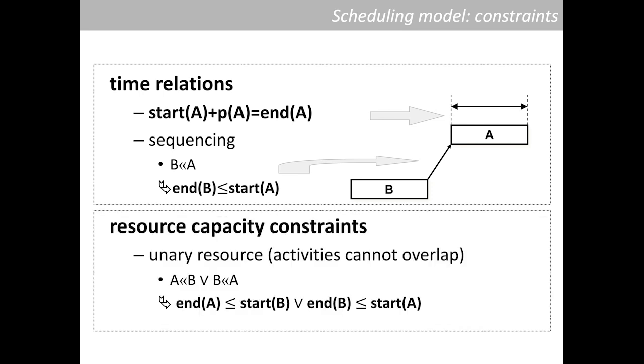So this is an example of a resource constraint encoding a unary resource, a resource where activities cannot overlap in time. If activities A and B cannot overlap in time, it means that A is before B or B is before A. But this constraint is not very strong, and I will show you later much better techniques. So let's speak about resource constraints more.